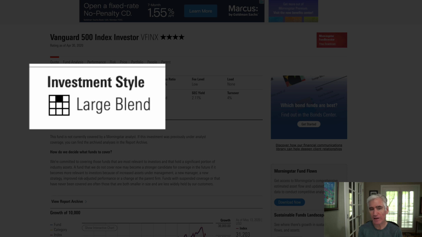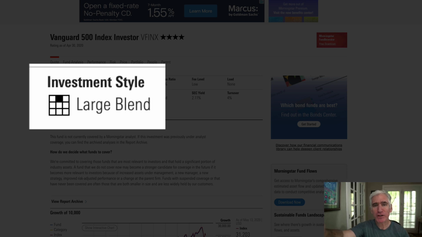All right, so what does value on the left mean versus growth on the right? So value would be companies that are undervalued by some measure. So for example, a simple way to look at it would be, let's assume the market's average price to earnings ratio is 20 at the moment.